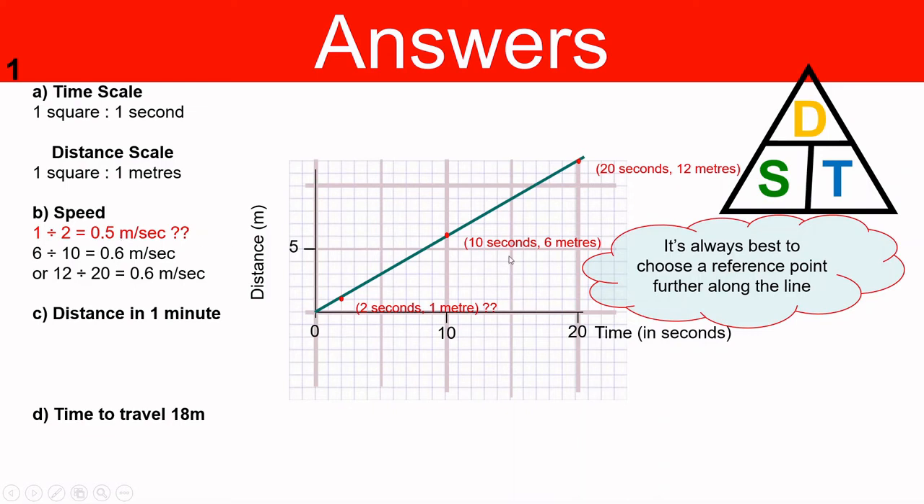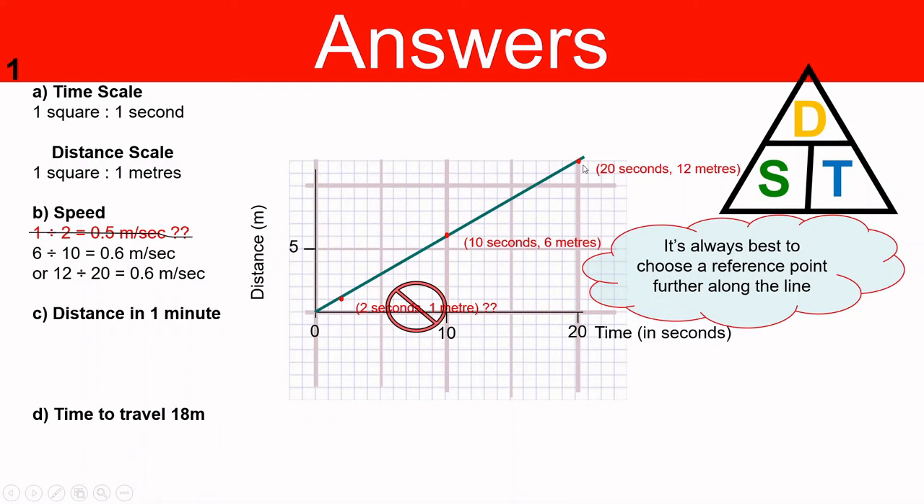But this point here shows that I would travel 6 meters in 10 seconds. 6 divided by 10 is a speed of 0.6 meters per second. And our last point here shows that we can travel 12 meters in 20 seconds. Distance divided by time, 12 divided by 20, gives us a speed of 0.6 meters per second. So it looks like our first point was wrong. Don't choose the first point you see on the line. It's much better to choose the points further along on the line.